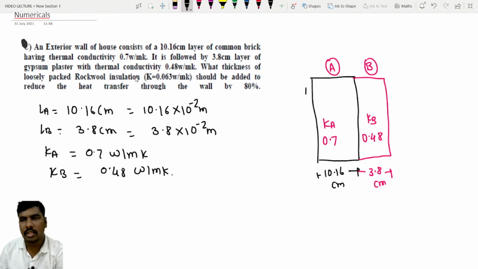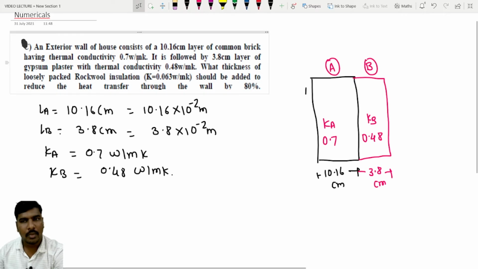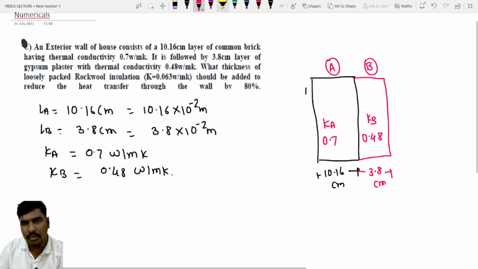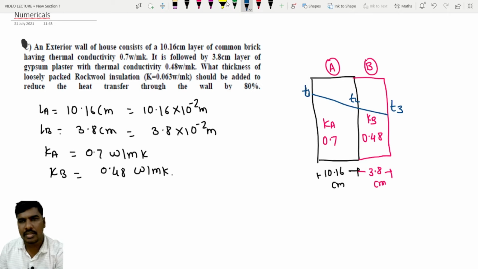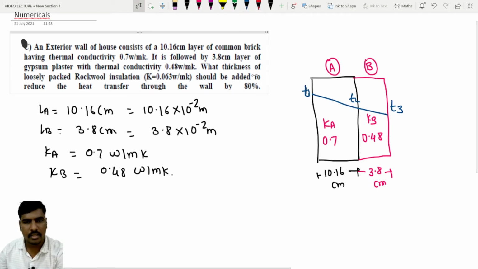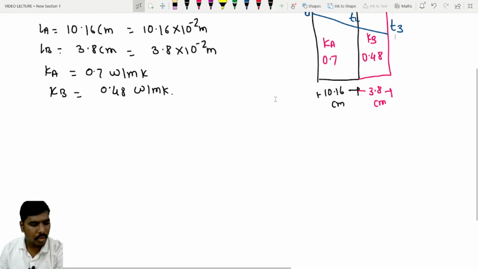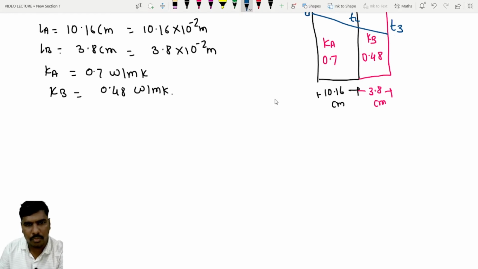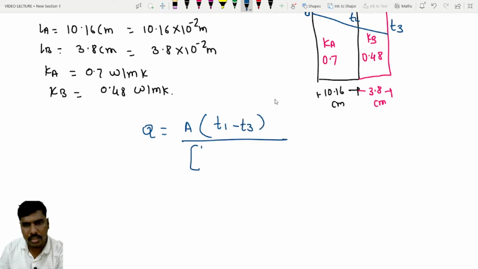So first we will calculate the Q for these two layers. Now here the temperature difference, temperature from inside to outside. Suppose this is T1, here it is T2, and here it is T3. So temperatures are not given, so we will take delta T in the formula. The formula for transfer of heat for these two layers of wall is Q is equal to area into T1 minus T3 divided by, the first layer is La upon Ka plus Lb upon Kb.